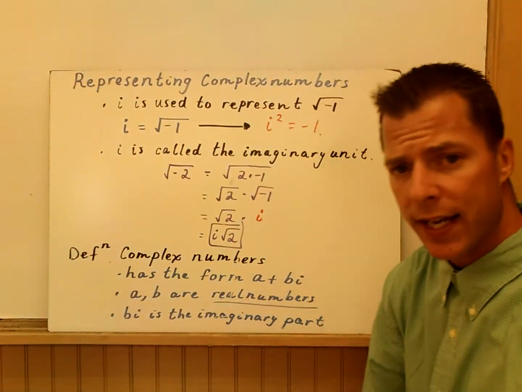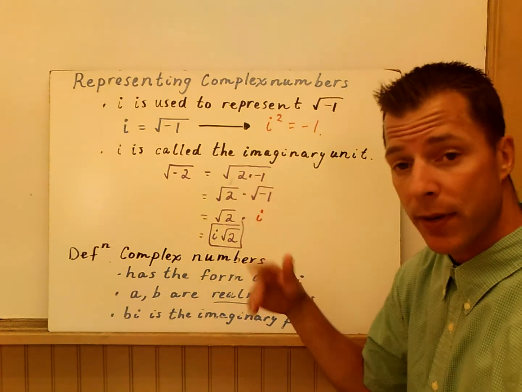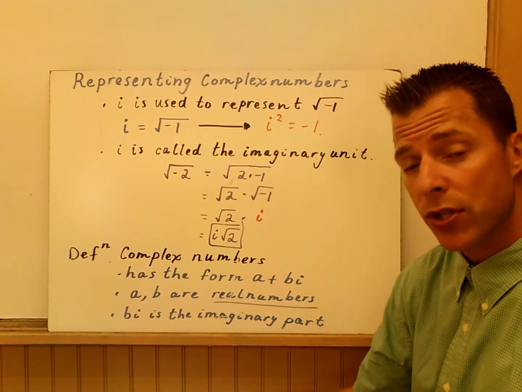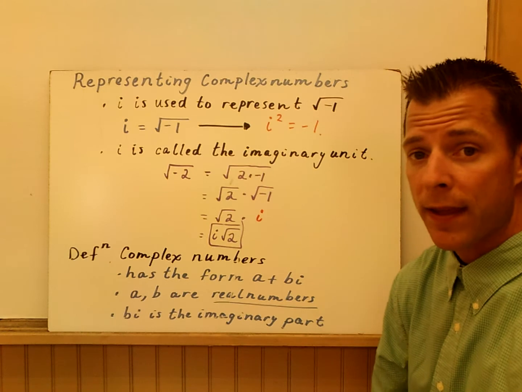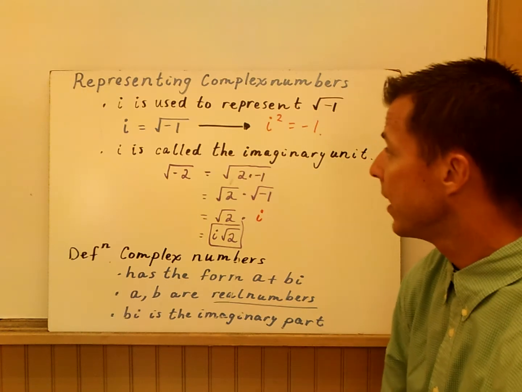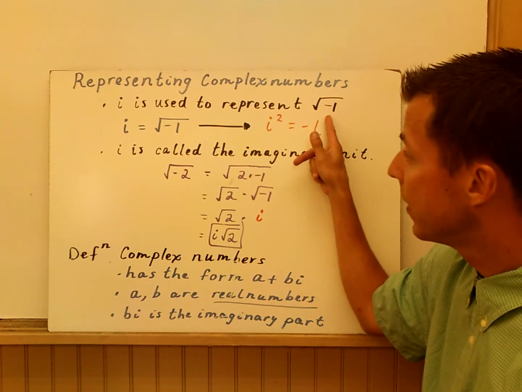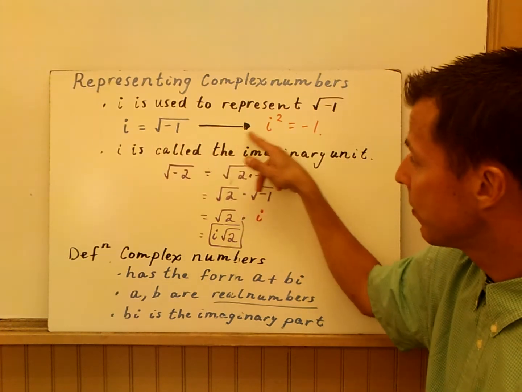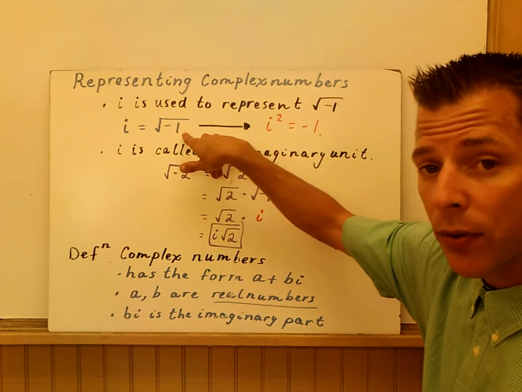We use i to represent imaginary numbers. i is the imaginary unit, the imaginary part. We use i, like I said before, to solve all quadratic equations, including numbers that are negative under that square root sign. So i is used to represent the square root of negative 1. This also implies that if I square both sides using some algebra, I get i squared is equal to negative 1. Both those are very important.